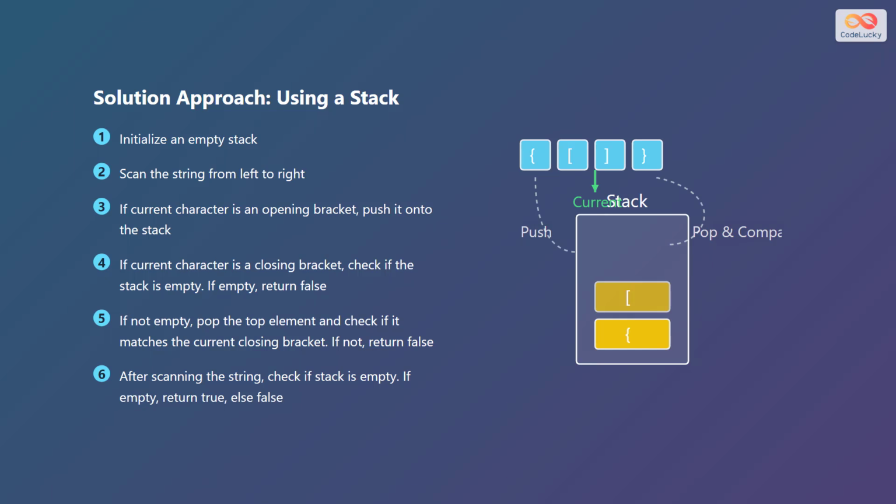If the stack is not empty, pop the top element from the stack and check if it matches the current closing bracket. If it doesn't match, return false. Finally, after scanning the entire string, check if the stack is empty. If the stack is empty, it means all brackets were correctly closed, so return true, otherwise return false. In the diagram, the current scanning position is indicated by green color. We are traversing from left to right. The opening brackets are pushed into the stack. For closing brackets, the top of the stack is popped and compared.